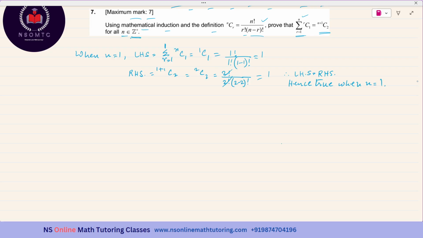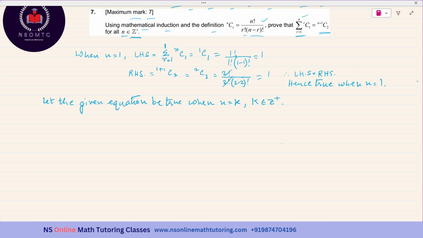So this is the general format of proving by mathematical induction. Let the given expression or equation be true when n is equal to k. K is any positive integer.